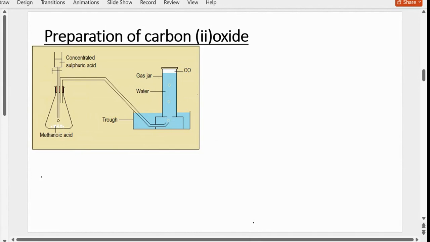Number 1, we can dehydrate methanoic acid using concentrated sulfuric acid, or ethanedioic acid, which we also call oxalic acid. For this setup, we are dehydrating methanoic acid using concentrated sulfuric acid. As you can see, we have our dehydrating agent and we have our methanoic acid. So what happens is, we only want to obtain CO, or carbon(II) oxide.